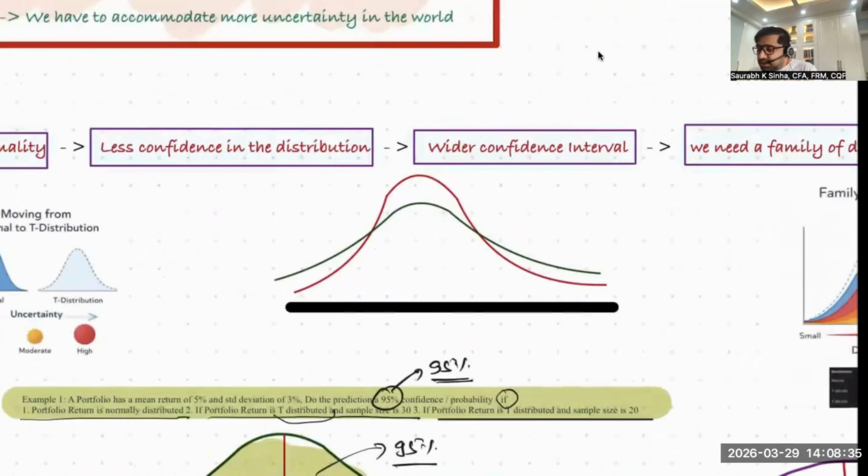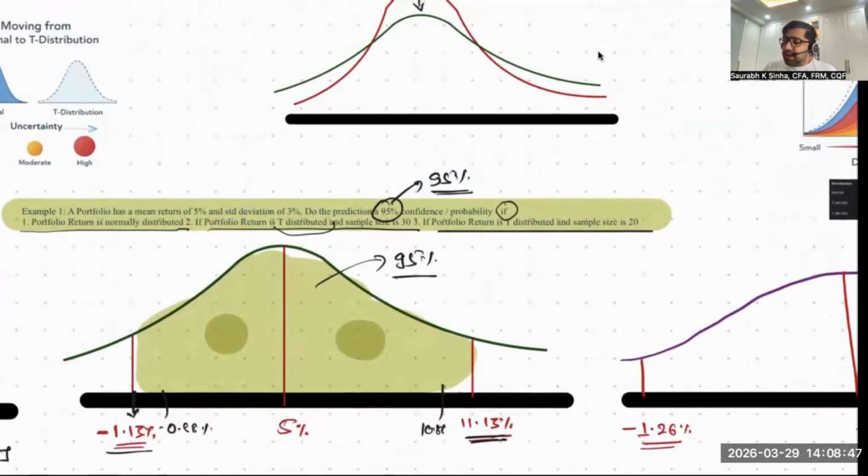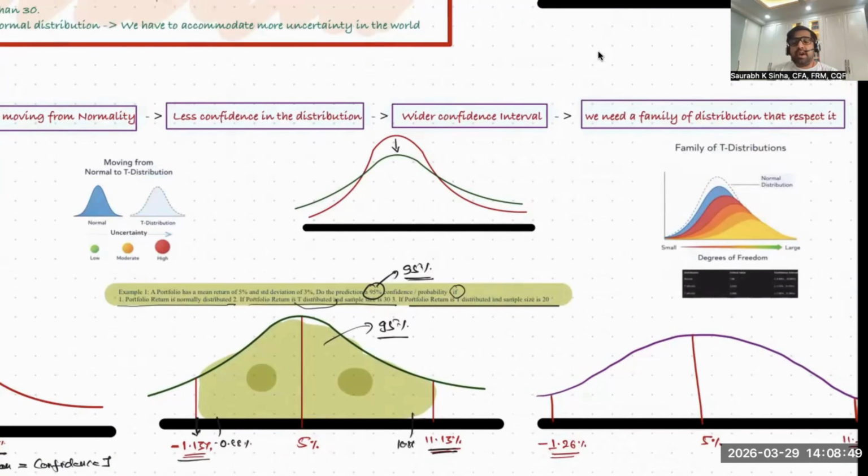That has happened because, see, in the t distribution, the peak becomes lower. So the tail has to be fatter. So to cover the same 95% of the area, you have to move into the tail. So when you're moving into the tail, what is happening? Your interval, the range of prediction, has increased from negative 0.88 to 10.88 to negative 1.13% to 11.13%.